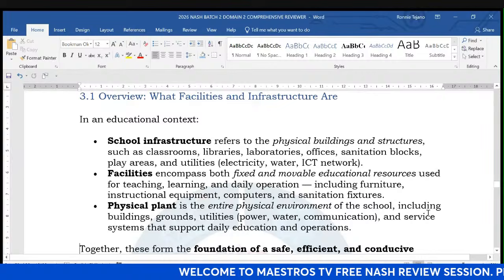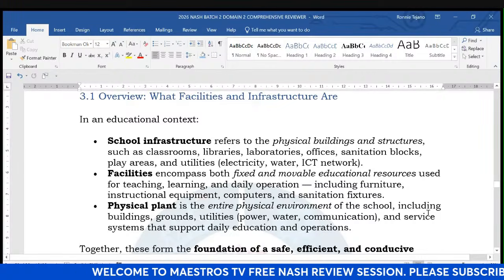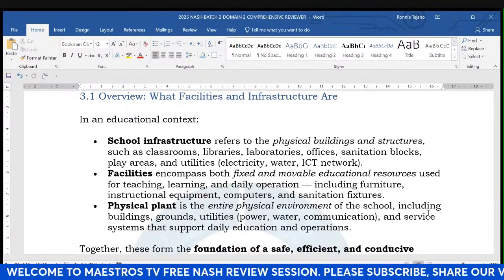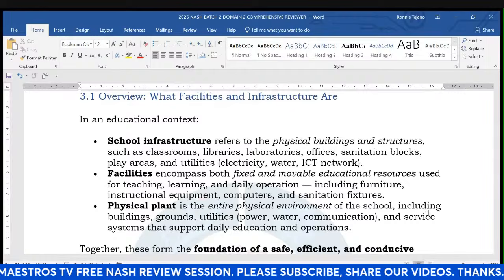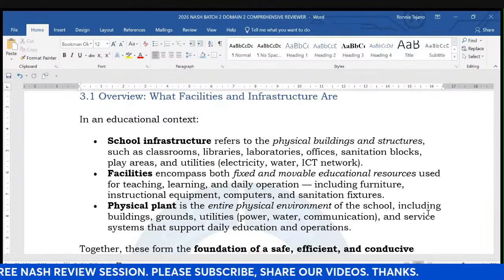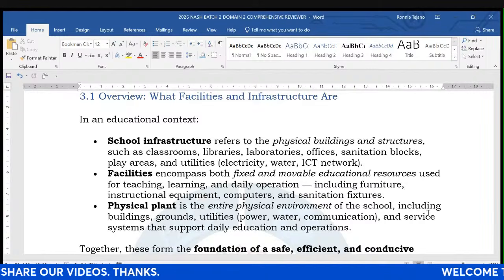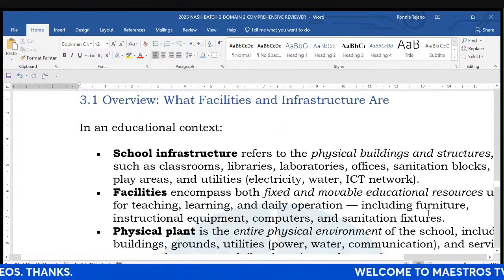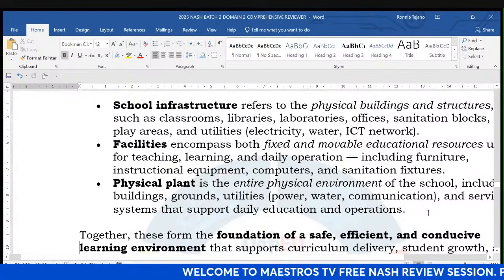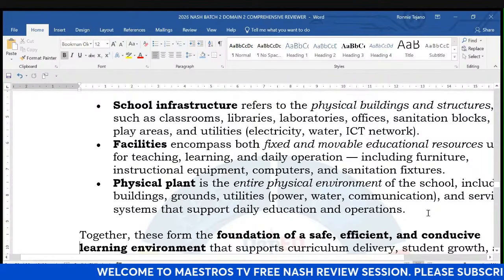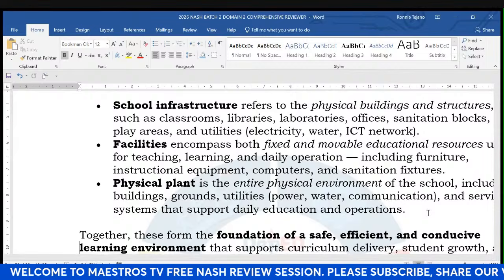We have the school infrastructures, which includes the physical buildings and structures, such as all our classrooms, libraries, laboratories, offices, sanitation blocks, the play areas, and the utilities, including, of course, the most consumable necessities, that's the electricity, water, and the ICT networks.